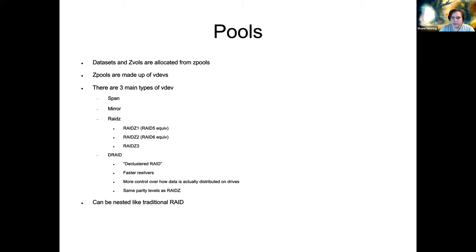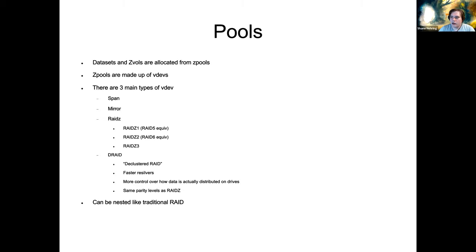A mirror is exactly what it sounds like, a RAID 1. And you can add any arbitrary number of devices to a mirror. So if you have like 64 disks in an array, you could put like 32 of them in a mirror and then span that to another 32 wide mirror and have more data redundancy than anybody could reasonably want.